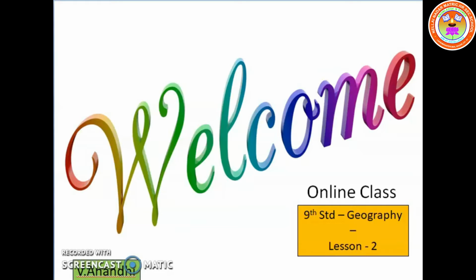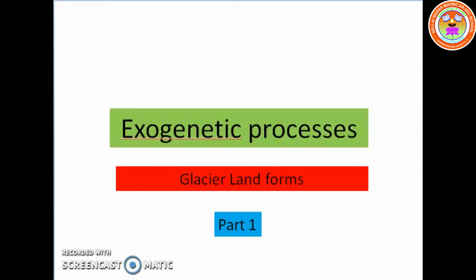Previous session we discussed about the depositional landform of rivers, erosional and depositional landform of underground water. This session we have two parts. In the first part we are going to learn about glacier and its types, erosional and depositional landforms of glacier.